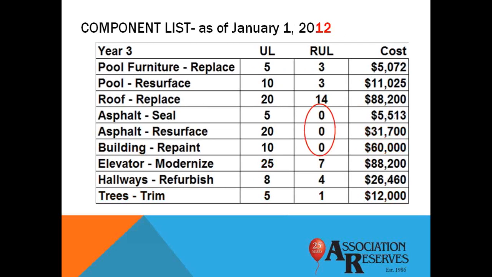So if the reserve study was actually updated for 2012, here's what the year 3 component list would have looked like. Notice that there's now a total of 3 repair and replacement projects slated for year 3. The roof replace project is 2 years closer than originally projected. The elevator modernization project has been extended. The asphalt resurface project has jumped due to the price increase. The building repainting has jumped by $5,000 due to the extra repairs, and there's an entirely new component for tree trimming.